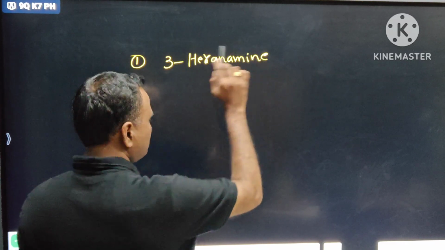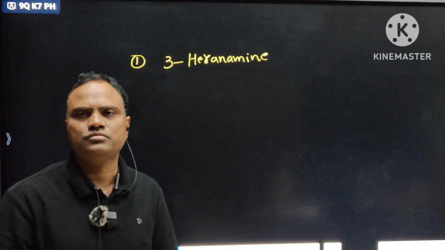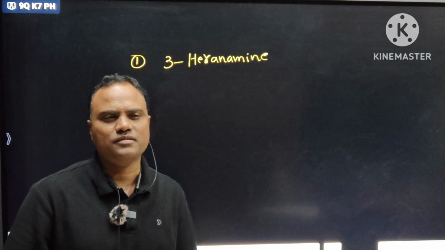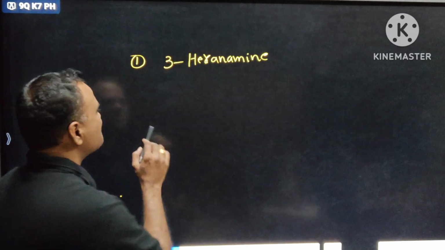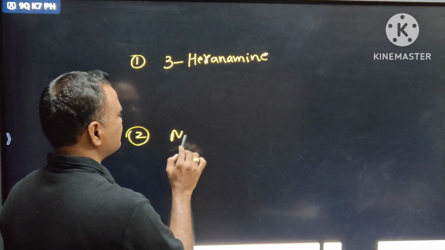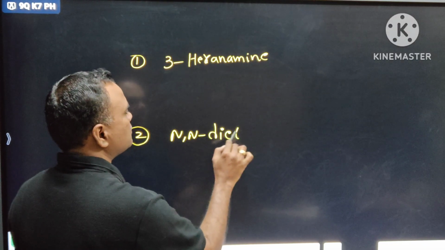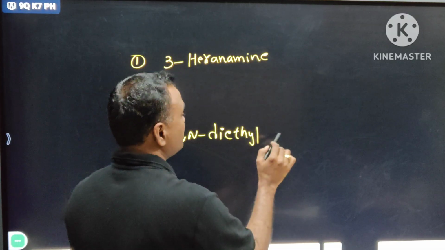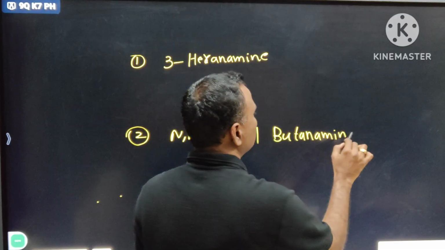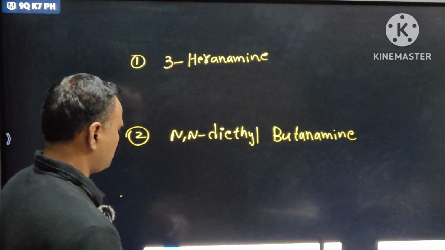Hexanamine. Write the structure and mention the degree also. 3-hexanamine. I think it is tertiary. Correct? N,N-diethyl butanamine. N,N-diethyl butanamine.